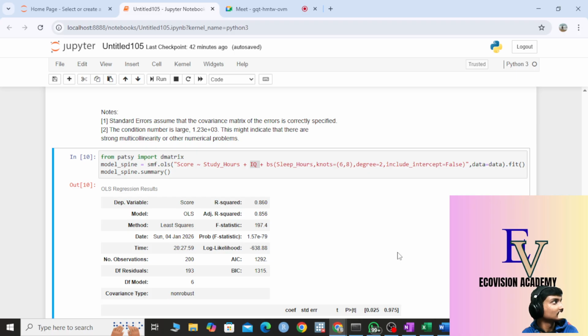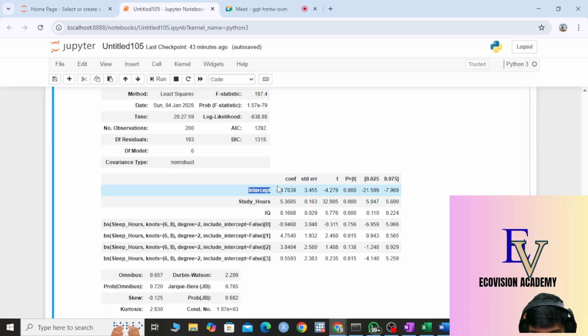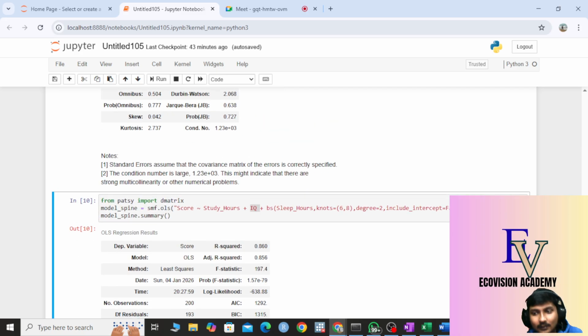Yes. So, sir, why in this case is the intercept equal to false? Include underscore intercept equals to false means you want to include an intercept. So see, here is an intercept. There is an intercept value.